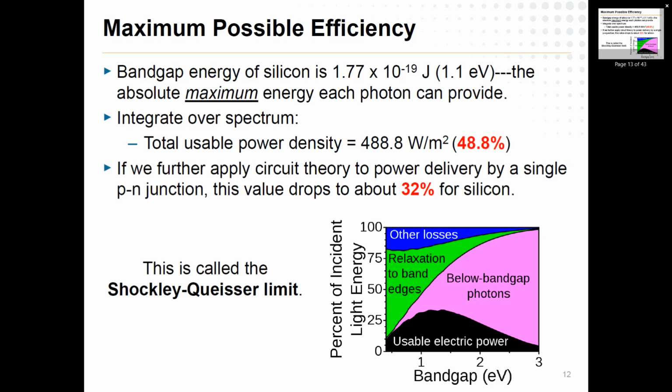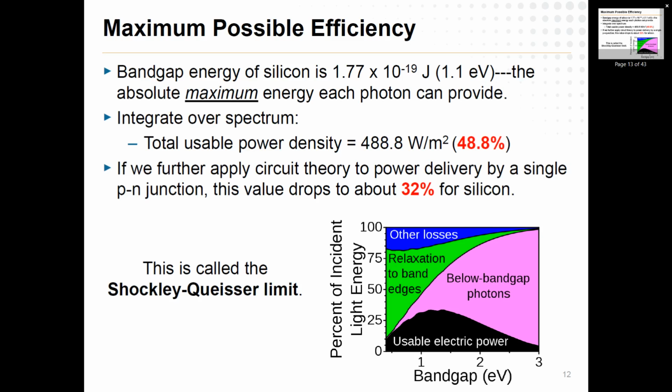So if I have a silicon solar cell and I'm harvesting energy from the sun, the absolute maximum efficiency that's possible in theory is 32%. So that's a little depressing, but at least there's a lot of energy there.